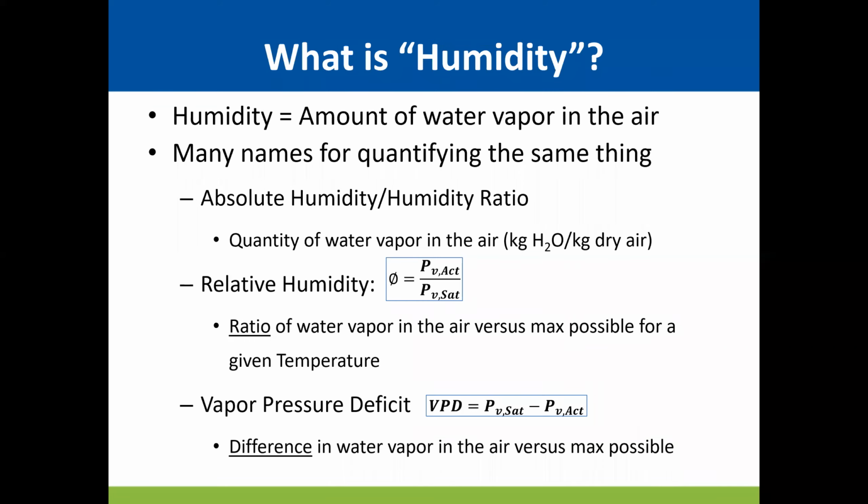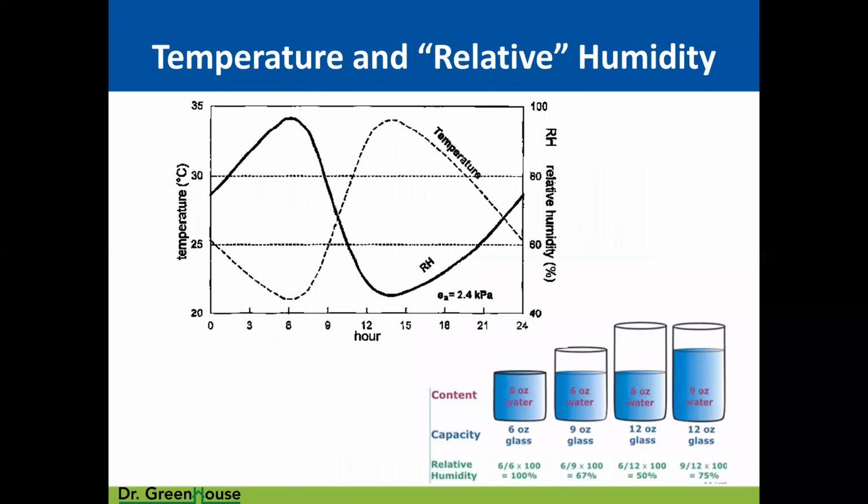Relative humidity, which is probably the term used most often in the industry, is the ratio of water vapor in the air versus the maximum amount of water vapor for a given temperature. It's a ratio, right? That's why we see it as a percentage. The vapor pressure deficit is kind of the same thing. Now it's the difference in water vapor in the air versus the maximum possible. So relative humidity is the ratio, and vapor pressure deficit is the difference of the same exact variables.